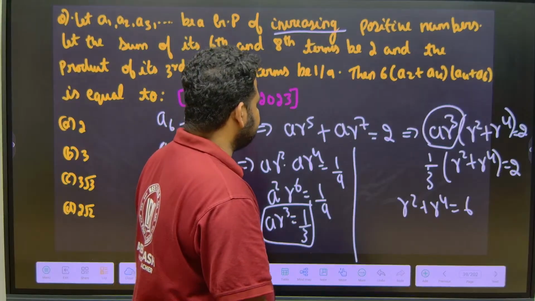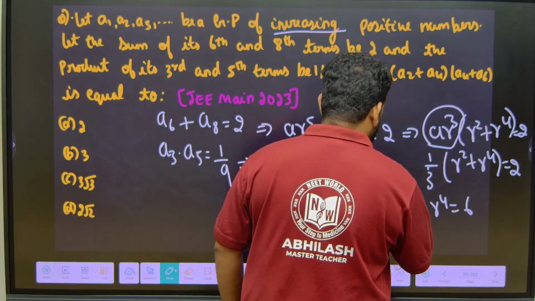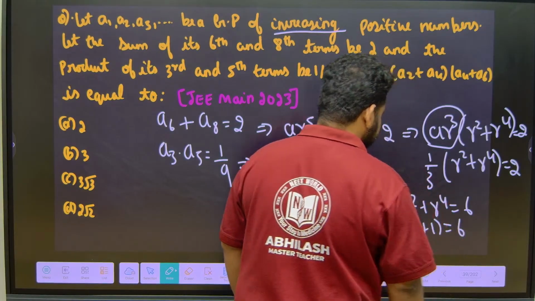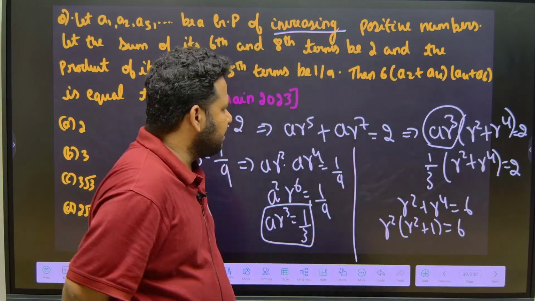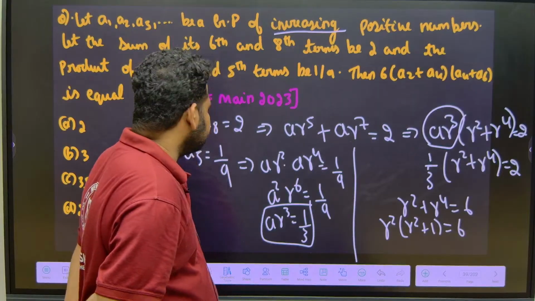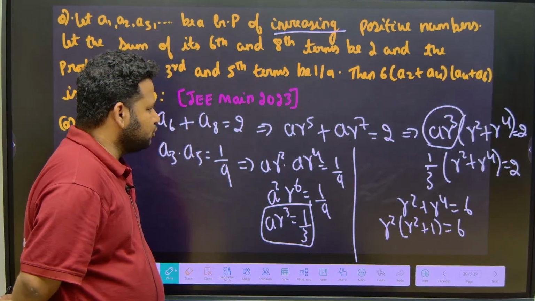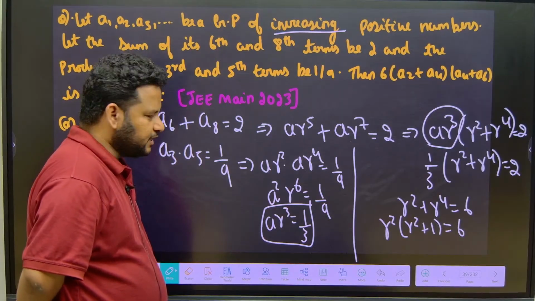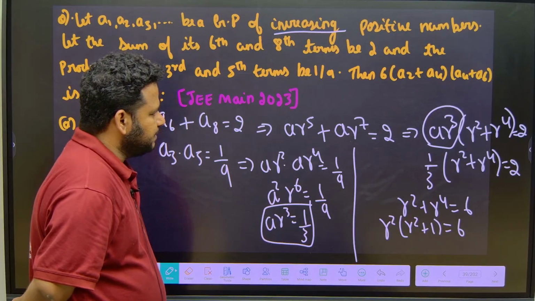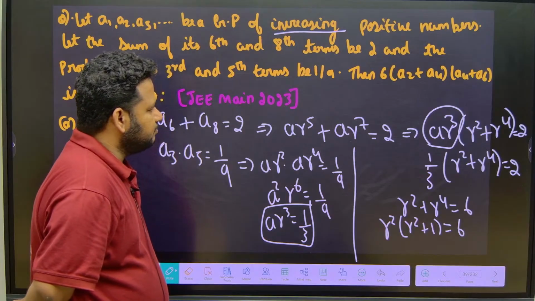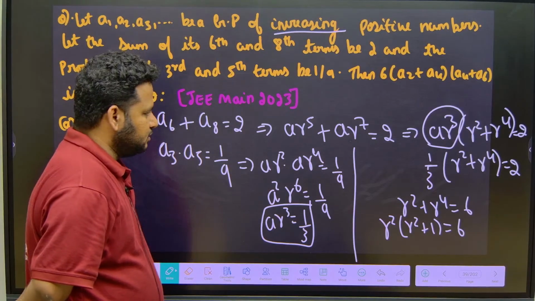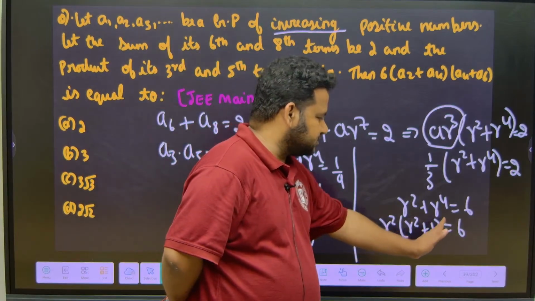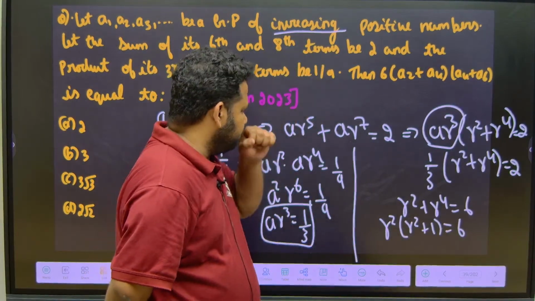Now what can I find? If I take r square common, r square into r square plus 1 is equal to 6. This is what I have. A r cube is equal to 1 by 3, and r square plus r to the power of 4, which is r square into r square plus 1, is equal to 6. Now, what we have to find?